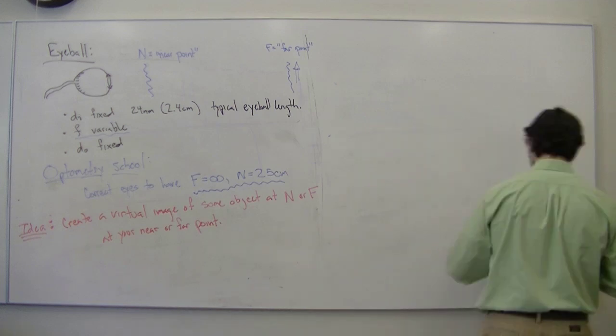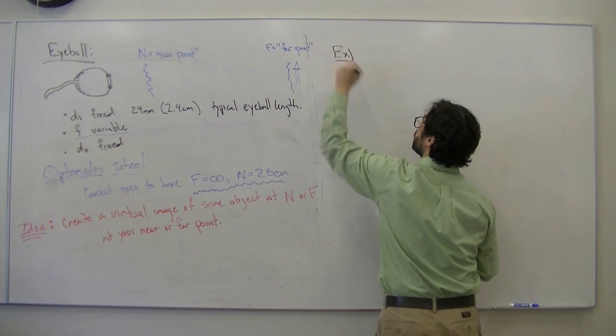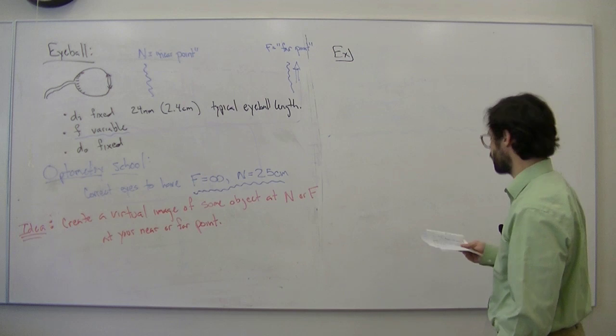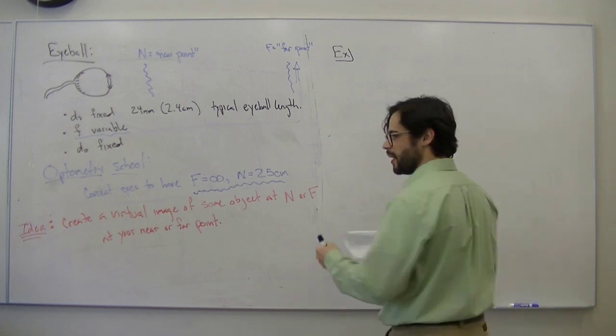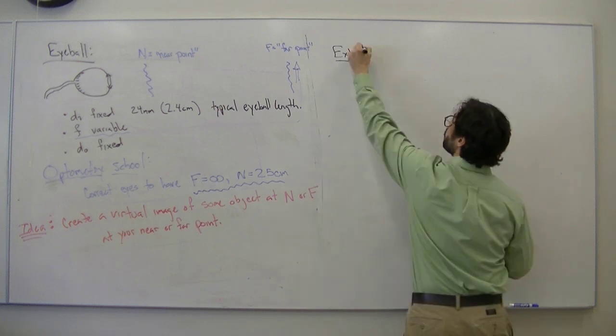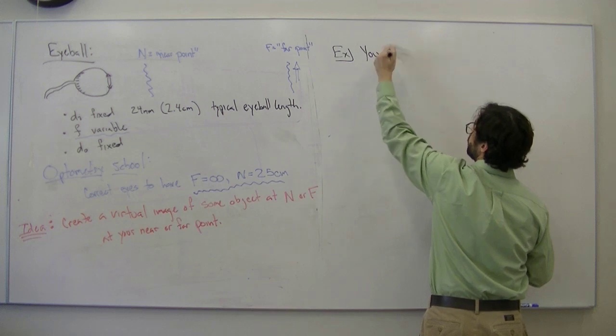Okay, so this is probably more helpful. Let's say when we were doing this, you found that you couldn't focus on things that were closer than 50 centimeters. So you have a 50 centimeter focal or near point. So we'll say your eyes naturally have that.